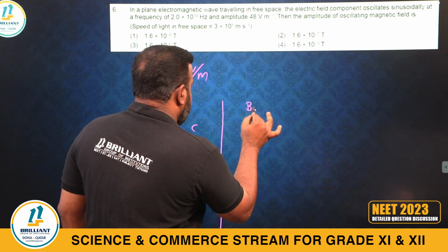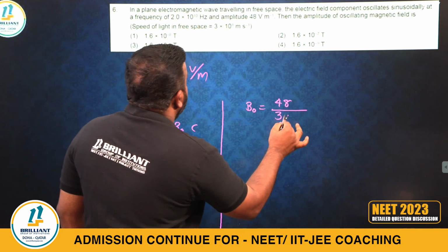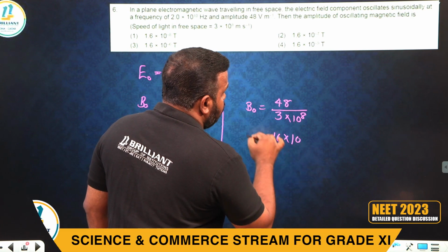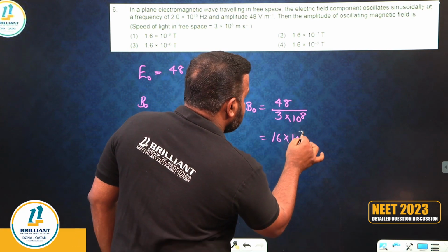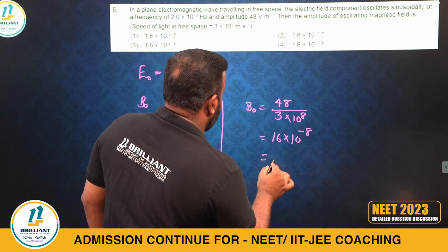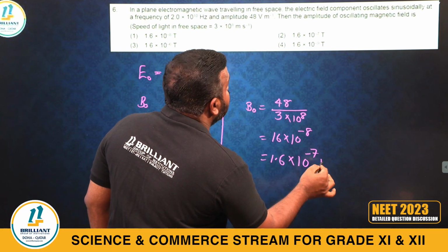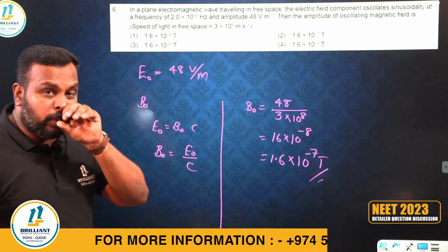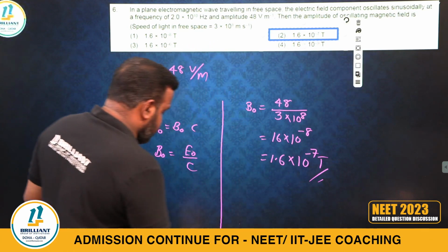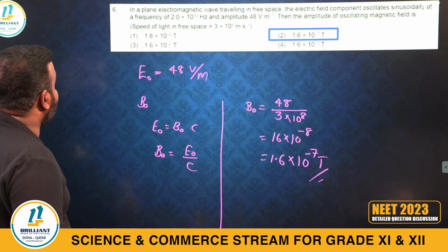So B naught is equal to E naught, 48, divided by C, 3 into 10 to the power 8. So we get 48 by 3 is 16 into 10 to the power minus 8. So look at the options, what you can see. Yes, it will be 1.6 into 10 to the power minus 7 Tesla. Option 2 is the right answer. All right, again a very easy question from the chapter electromagnetic waves.